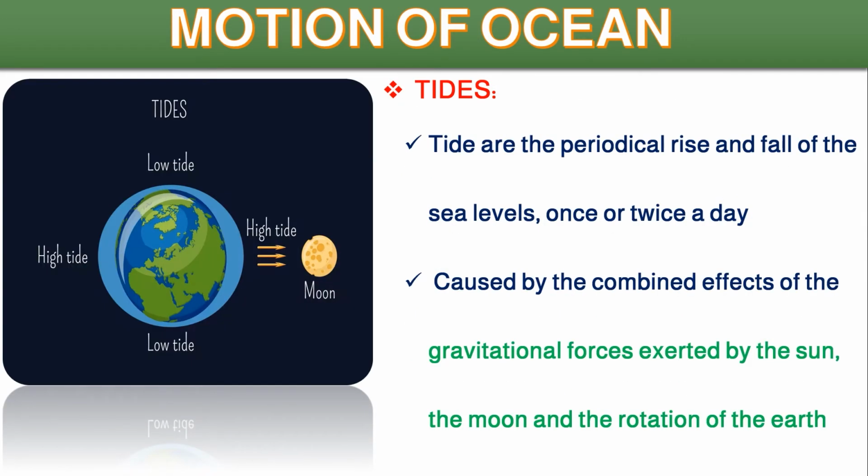So tides are the periodic rise and fall of the sea levels once or twice in a day, caused by the combined effects of the gravitational forces exerted by the sun, moon, and the rotation of the earth. Here you can see that there is an interplay of various gravitational forces and the rotation of the earth. So there is no single force, like the gravitational force of the sun or moon, or the force generated by the rotation of the earth. Various forces are in action to create tides.